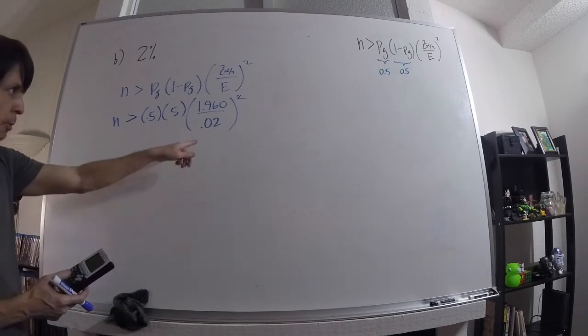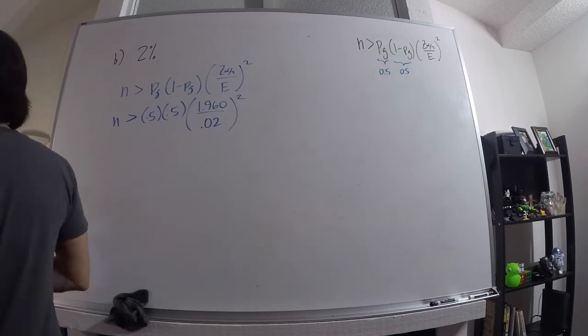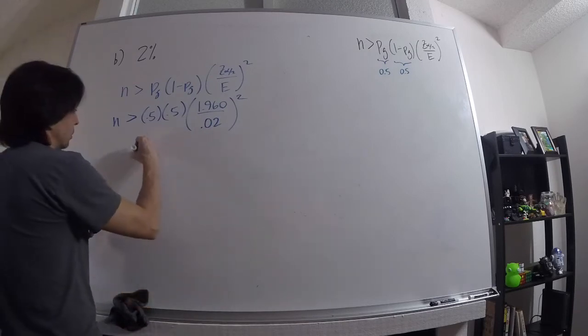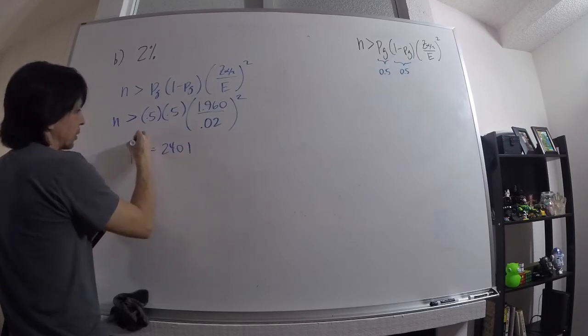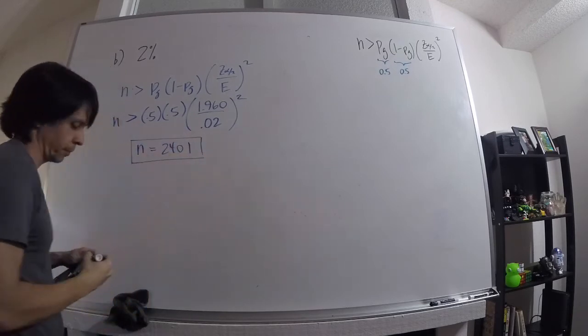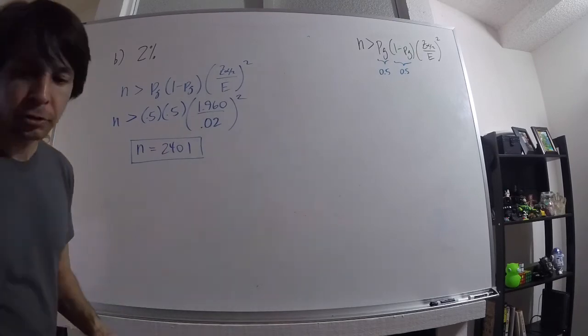And just be careful with the decimal placement. 0.02 is 2%. We got 2401 exactly. Okay. And that's it. If it's exact, you can leave it as is. You don't have to round in that situation. You can guarantee that it'll be 2% or less.